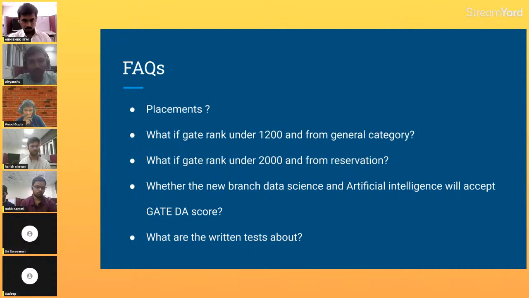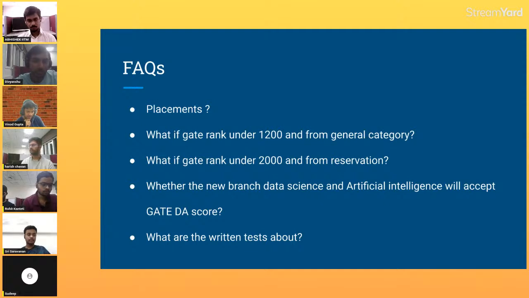Okay, I'll say even if you have a rank under 1500 and are from the general category, then apply, because you never know, the cutoff may decrease this year. So even for reservation, if you have a rank under 2000, apply.